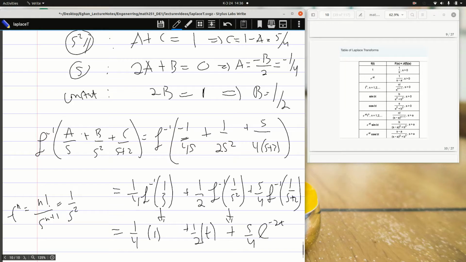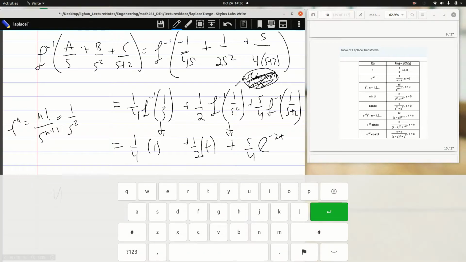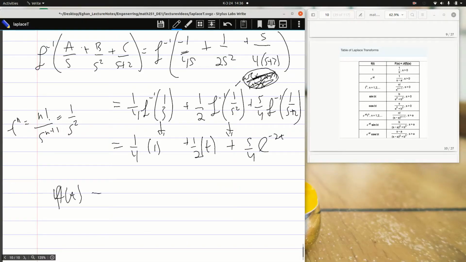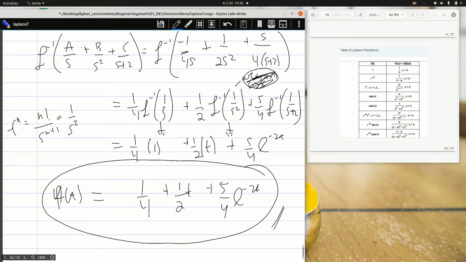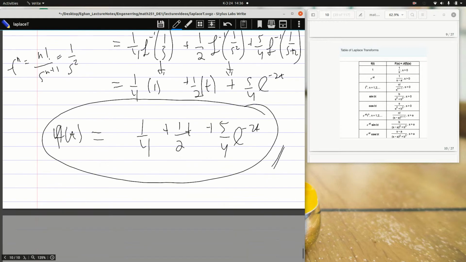So you do a cross check on your table. This is not cos, it is not sine, it is not exponential, because they don't take that form. They only take the t to the power n form from the table. Okay, and so this is my u, or f of t. So my time domain is negative 1 over 4 plus 1 over 2 t plus 5 on 4 exponential of negative 2t. This is the final answer. Please take your time and do the Laplace transformations or the partial fractions. The last example, let me take another sheet.